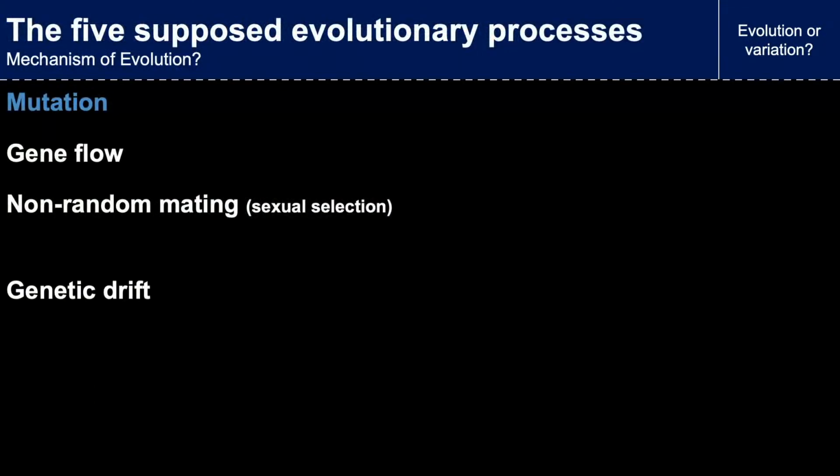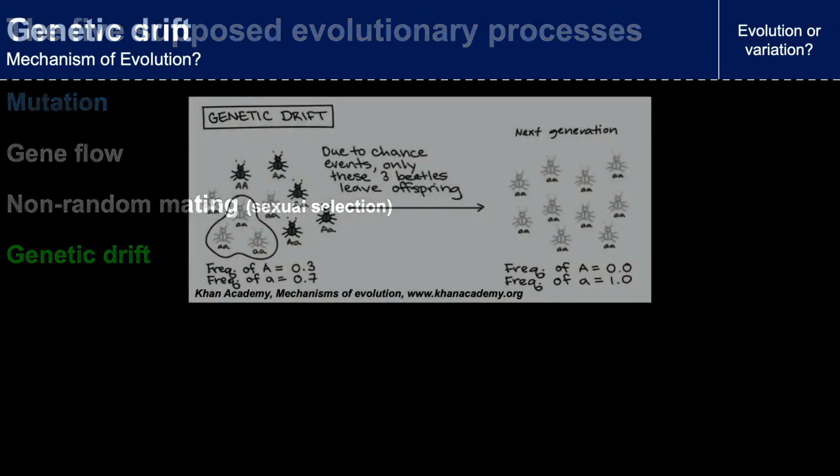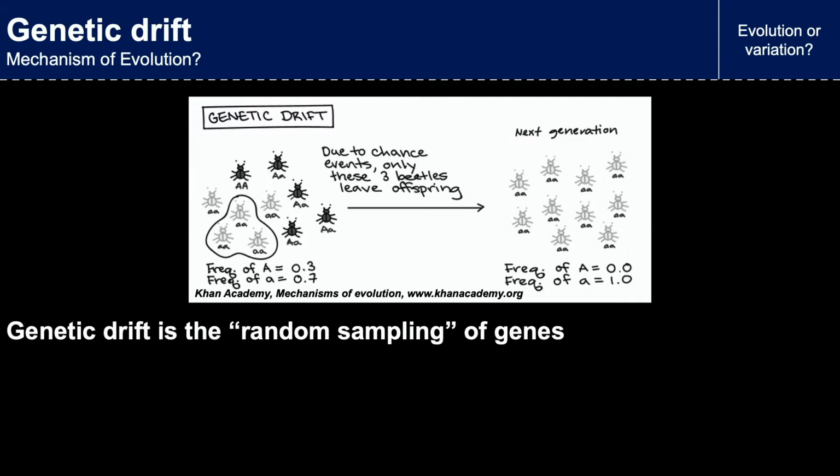So what about genetic drift? What's genetic drift, and is that a mechanism of evolution? Well, it's just random sampling of genes. In this graphic here, you've got this population of black and white beetles, and basically due to chance events, who knows what the chance events might be, maybe the rock that they're all on falls off in the water and only 3 of them survive. So they're the only ones that reproduce, and you get all white as a result. So that's just random sampling of genes.